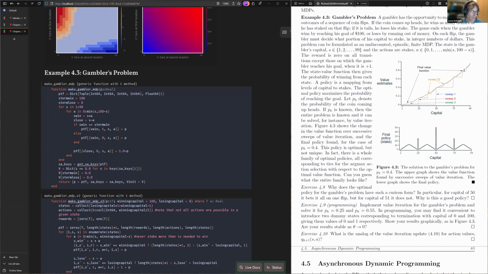Now, the policy here, now that they're showing a graph of the optimal policy, or one of the optimal policies, right? We know that optimal policies are not necessarily unique. The value function is unique. So apparently, if you have capital of 50 and the coin is biased against us, the optimal policy is just to bet everything on one flip. And then similarly, if we're at 75 or 25, the optimal bet is to bet 25, meaning we have a chance of winning in one go.